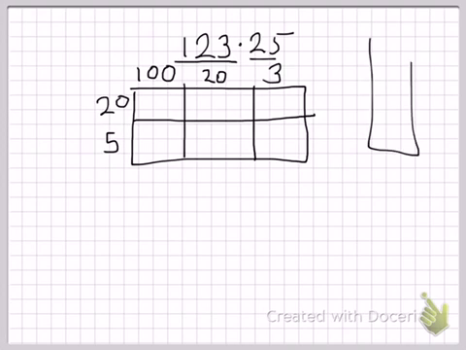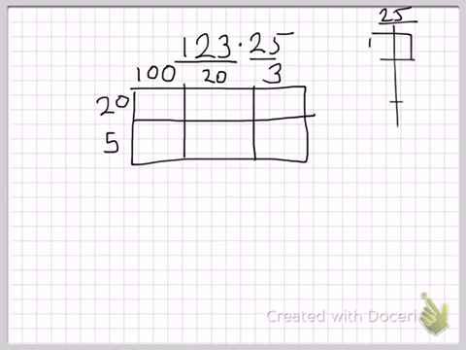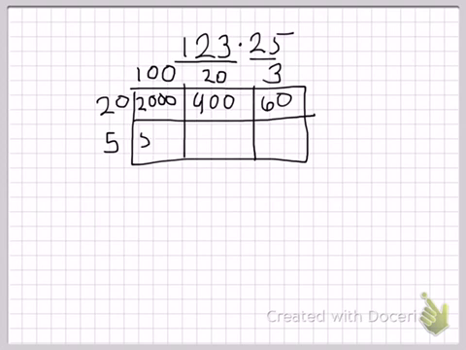If you made your rectangle vertical and you split it like this, that's perfectly fine. But your 123 is going to go on this side, and your 25 is going to go on this side, just because of how many digits it has. But let me get rid of that so I have enough space to write everything. 100 times 20 is 2 and 3 zeros. 20 times 20 is 4 and 2 zeros. 20 times 3 is 60. We have a 500. We have a 100 and a 15.